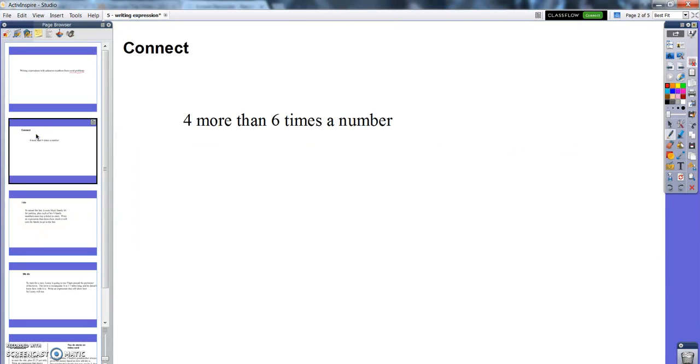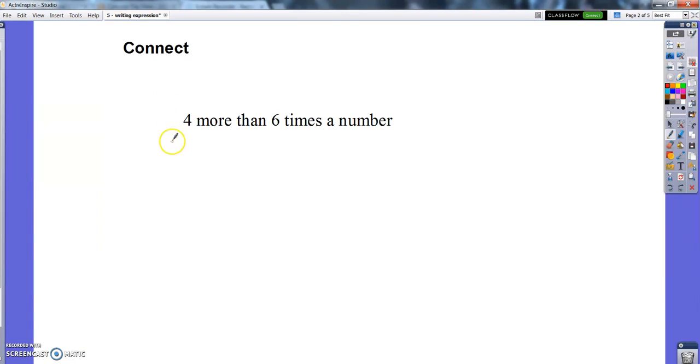So yesterday we wrote expressions that involve letters from things like this: 4 more than 6 times a number. And we talked about how an unknown number, we represented with a letter since we didn't know it. So this number that we don't know could be whatever letter you want it to be. A lot of times we do something like this. It starts with N, so we use an N.